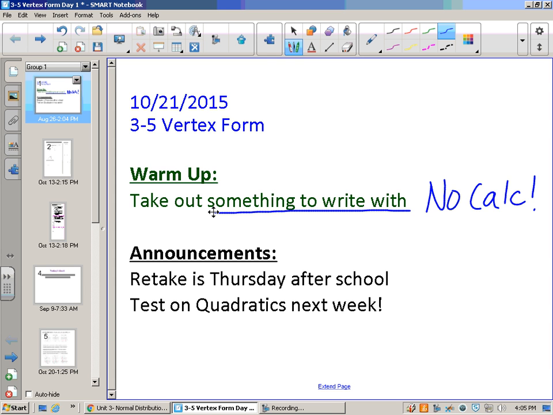The retake is Thursday after school. I'm still holding that if you're still going to be here, and a test on quadratics next week.